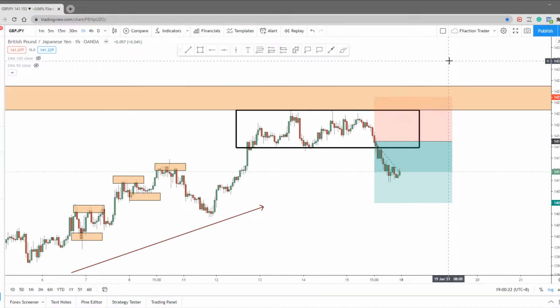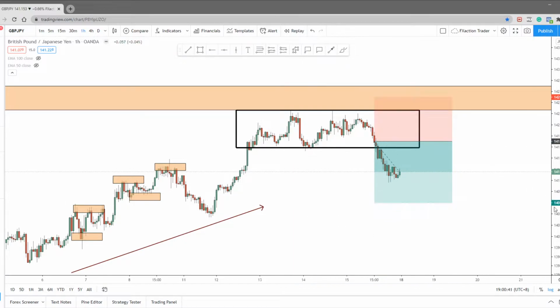So this means that most of the traders, or most of the financial institutions, are not willing to place their buy orders at this level, and they are closing their buy orders, and the sellers are coming into the market.